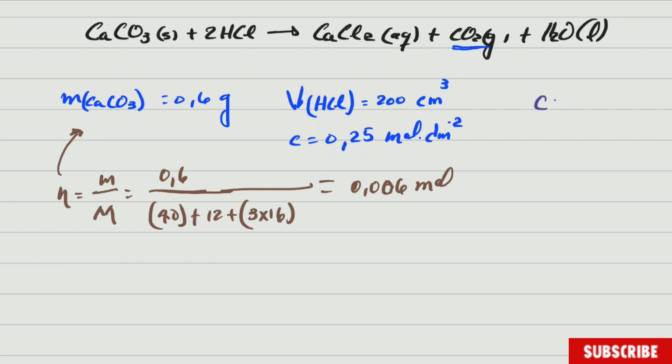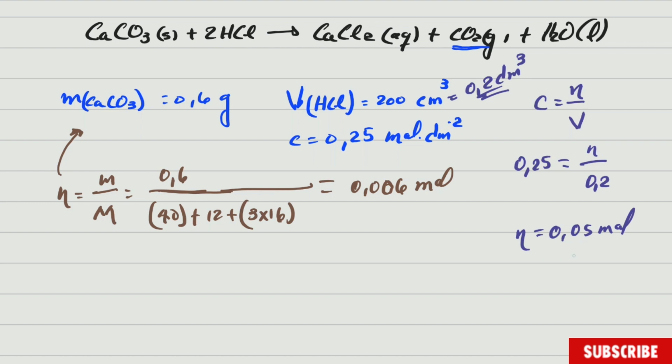We're going to use the formula concentration is equal to number of moles divided by volume. And remember, the volume must be converted. So this one is 0.2 cubic decimeters. All right. When you substitute this here, you get that 0.25 is equal to number of moles divided by 0.2. This one is number of moles, not mass, number of moles. So the number of moles is going to be equal to 0.05 moles.